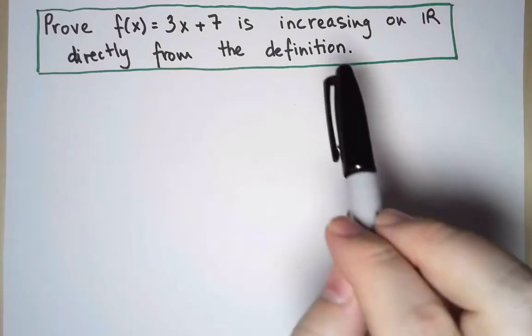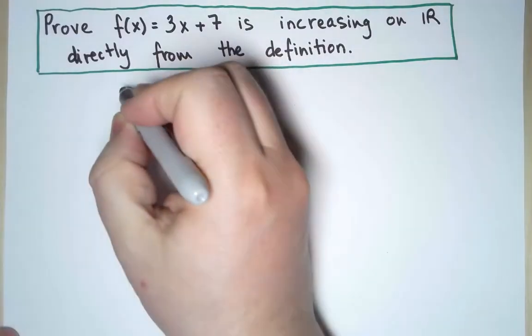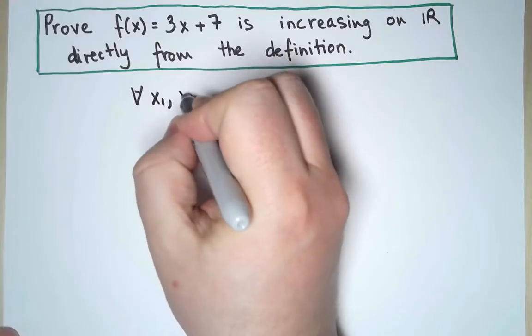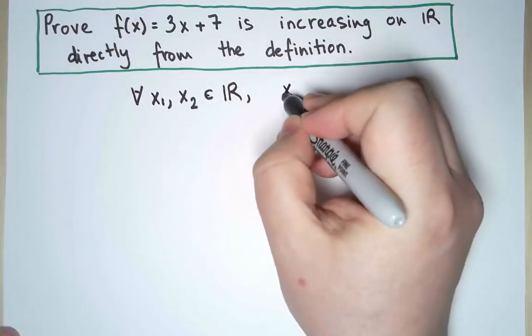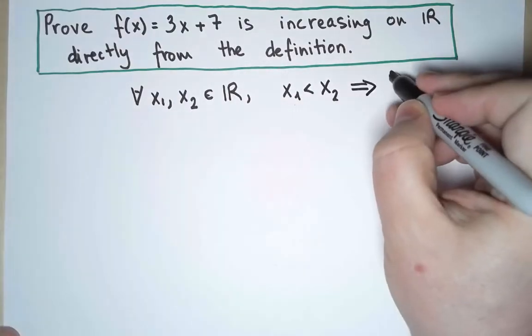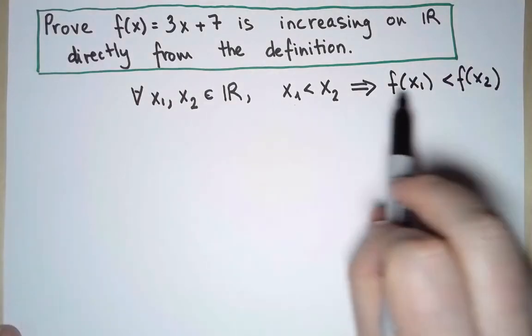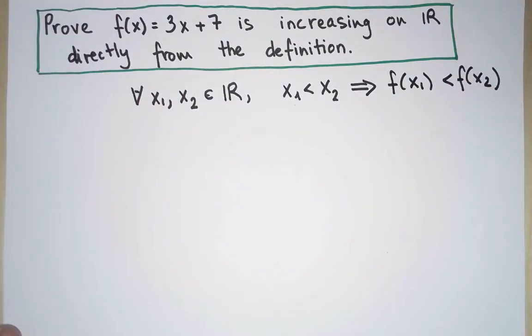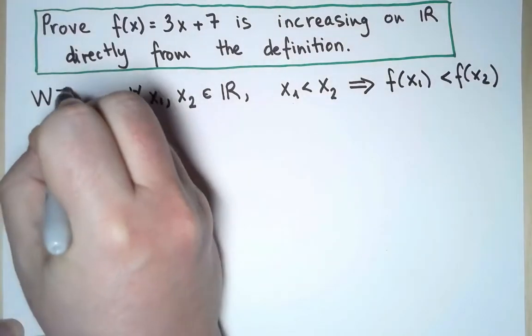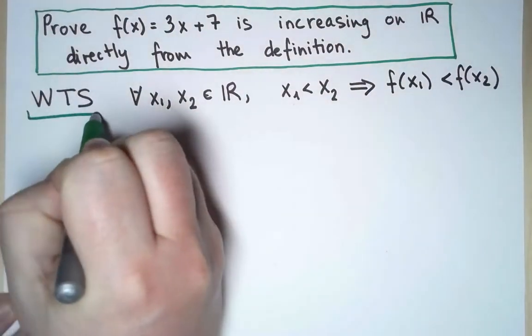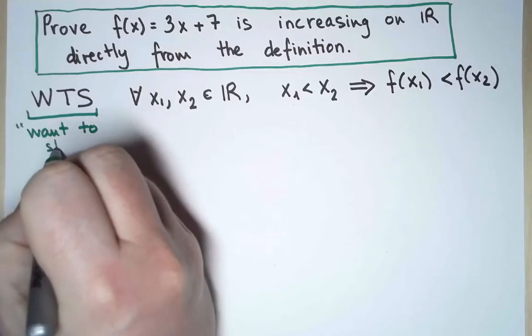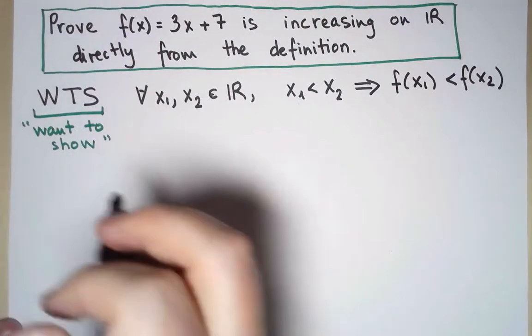I will begin by recalling the definition of increasing. It says that for every real numbers x1 and x2, if x1 is less than x2, then f of x1 is less than f of x2. This is what I want to prove. I don't know if this is true yet, so I'm going to make sure to make that clear by writing that this is what I want to show, which is often abbreviated WTS.